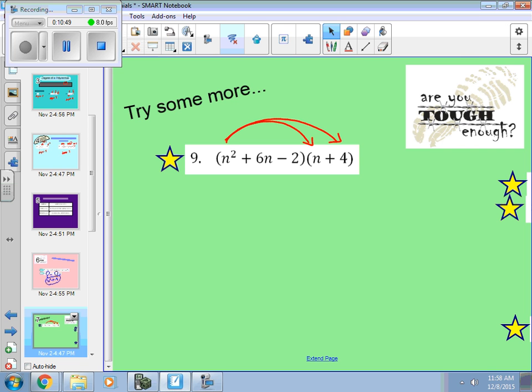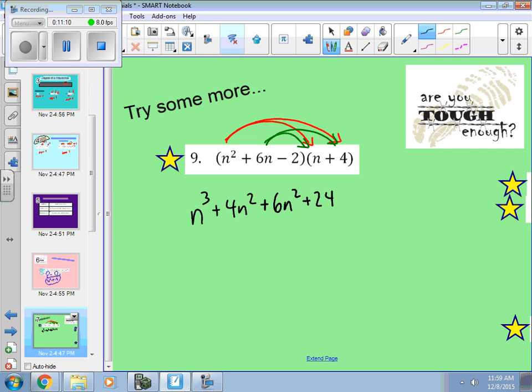So if we multiply that out, we got n cubed plus 4n squared. Okay, now we got to move to the next term. This one's going to need to get distributed. So multiply that one to both. So if we take 6n times n, that's going to be 6n squared. 6n times 4, that's going to be plus 24n.